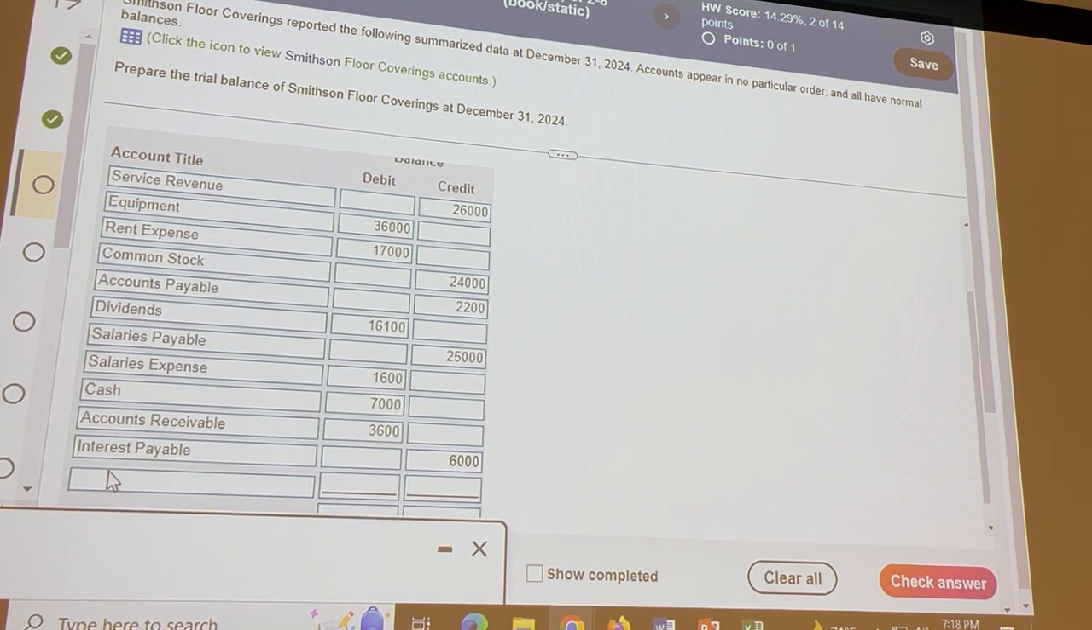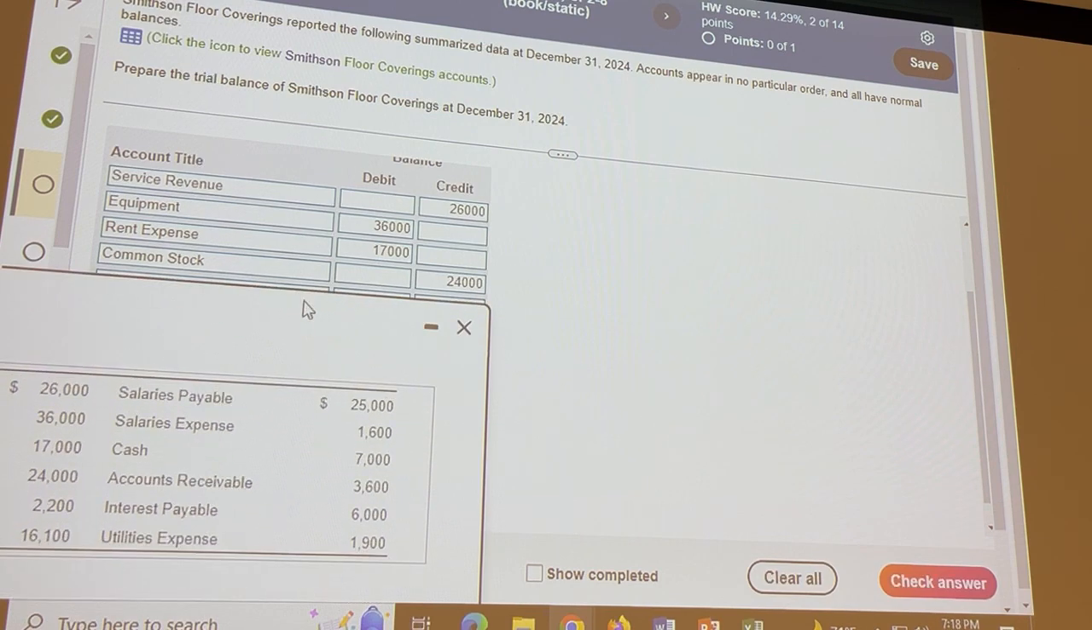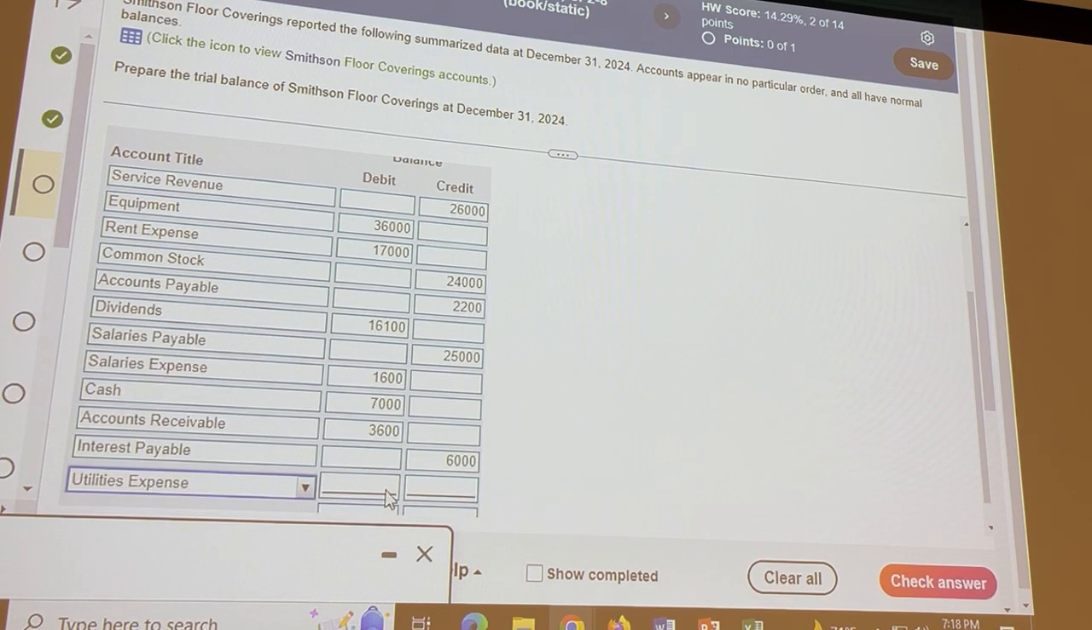And utilities expense is an expense account, so that's going to be a debit. Actually, there isn't anything tricky about this problem. I was thinking about one that comes later in the book. It must be maybe in chapter 4.